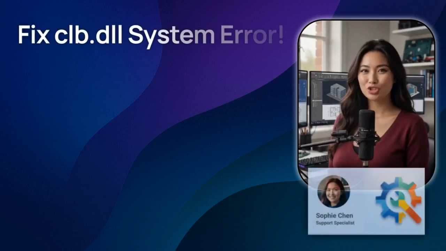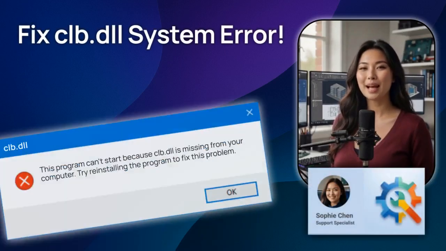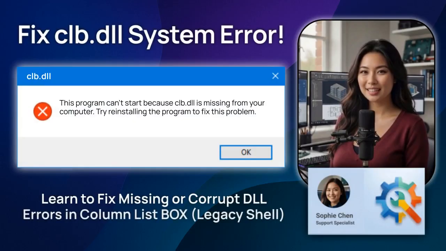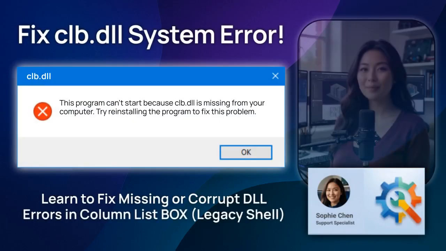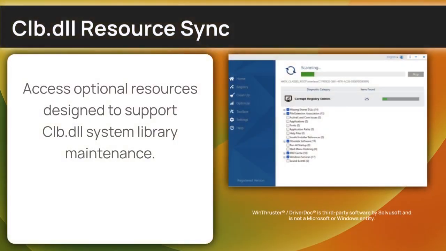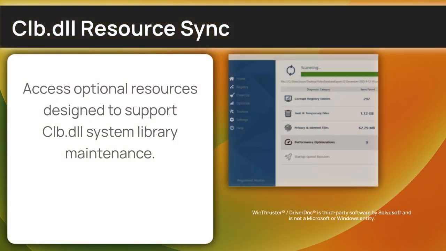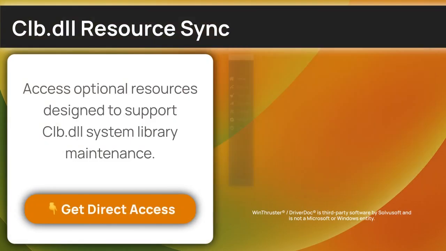Is your system execution path getting interrupted by the Clb library DLL? I'm Sophie Chen, a senior Windows support engineer, and I'm ready to repair your OS stability. As we prepare to resolve Clb library, consider using the diagnostic path below to ensure a stable environment for your libraries.